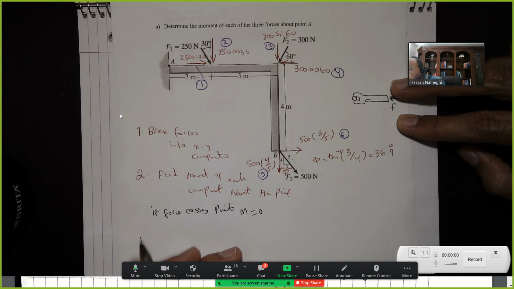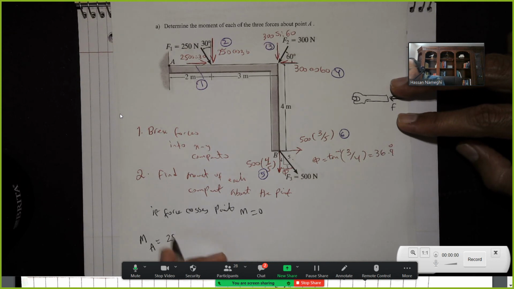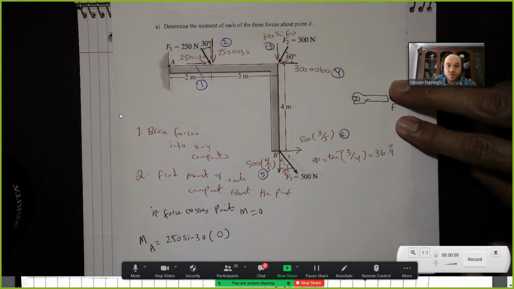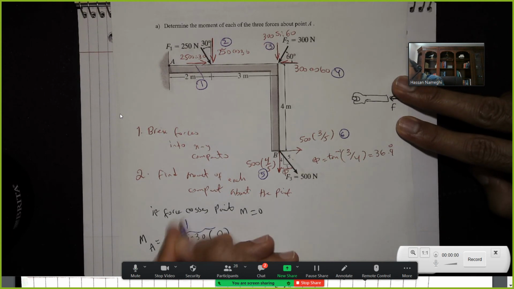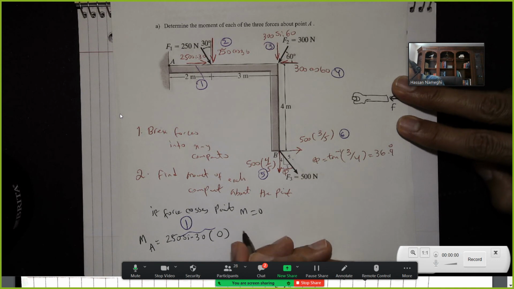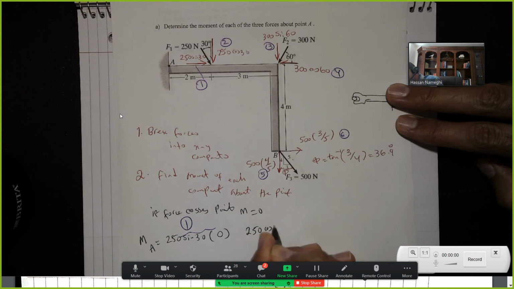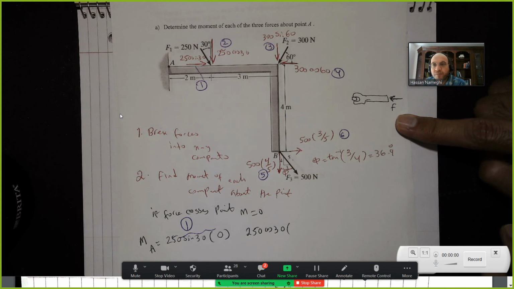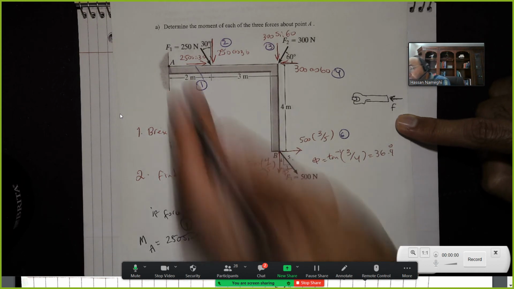So my total moment about point A is equal to, for the first one, 250 sine 30. The distance for that is 0, so it creates no moment. Let's move on to the second one. In the second component, I have 250 cosine 30. What would be the perpendicular distance for that? Exactly, the perpendicular distance to point A is 2.